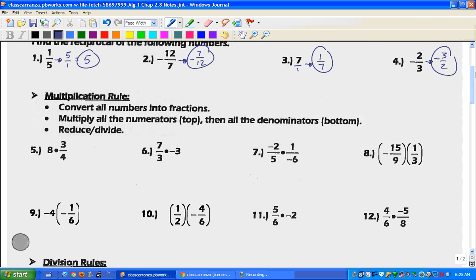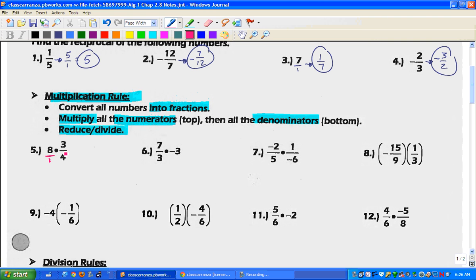All right, multiplication rule. Okay, when you're multiplying fractions, you need to convert all numbers into fractions, multiply all the numerators, and then the denominators. And the last step is always to reduce or to divide. So we're just going to go through a couple of these.